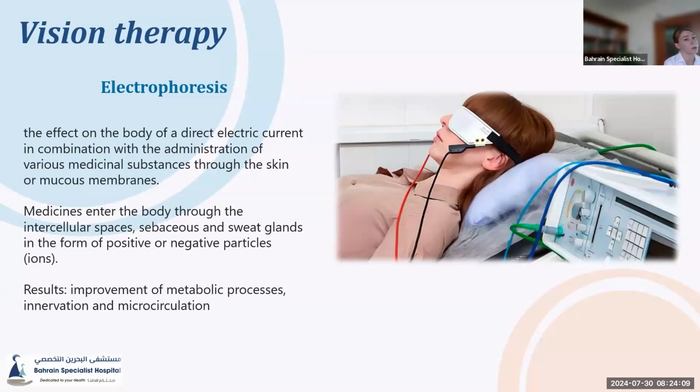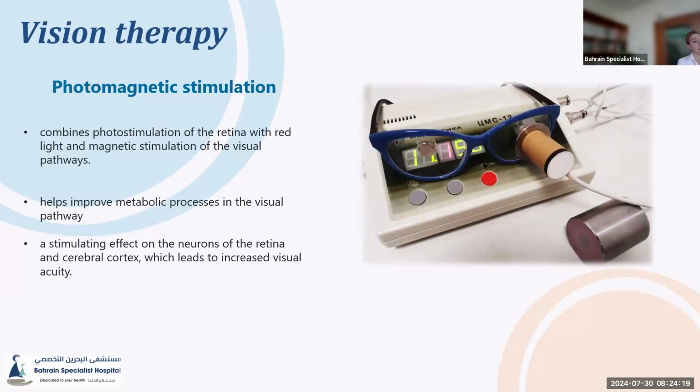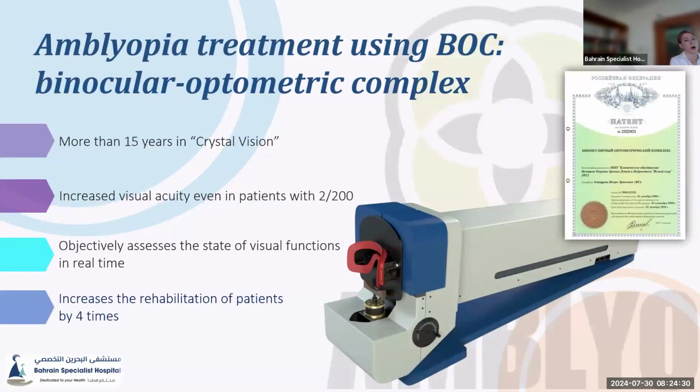Photomagnetic stimulation combines photostimulation of the retina with red light magnetic stimulation of the visual pathways. As a result, it improves processes in the visual pathway and has a stimulating effect on the nerves of the retina and cerebral cortex, and leads to increased visual acuity.